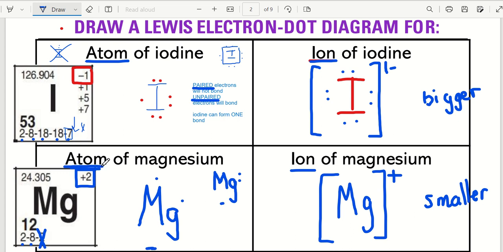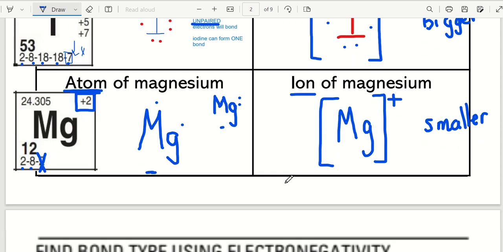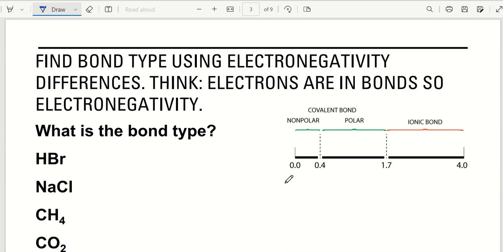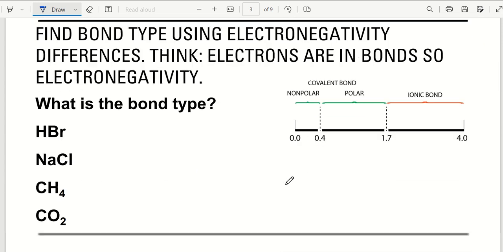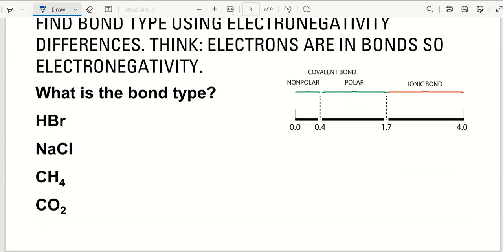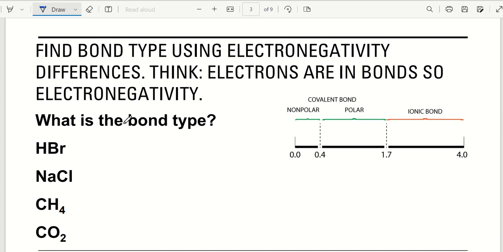Because the atom lost electrons, all right? So that was a lot, and some of it was extra, but it's important to just cover that information as well. All right, so in order to determine bond type, like most polar, least polar, what kind of bond is present, you are going to need electronegativity.